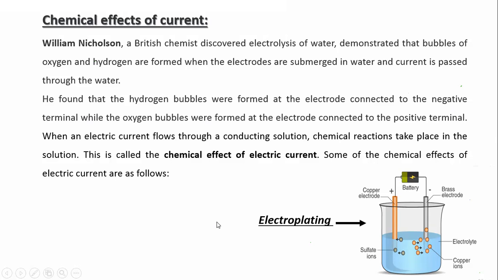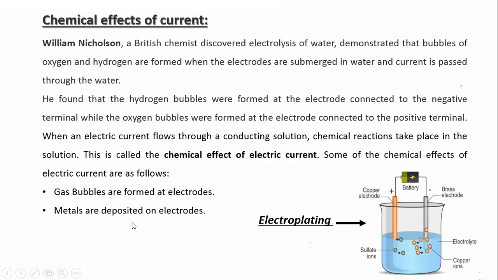Some of the chemical effects of current are as follows: gas bubbles are formed at the electrodes, metals are deposited on the electrodes, and change of color of the solution, of course, because of the electrolysis and electroplating.